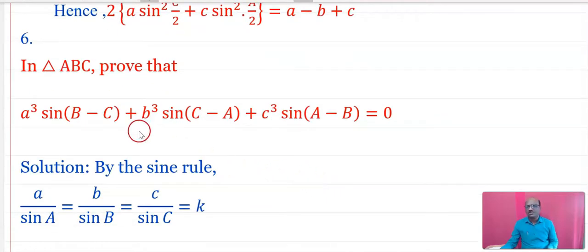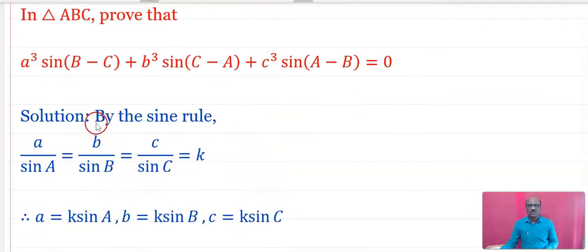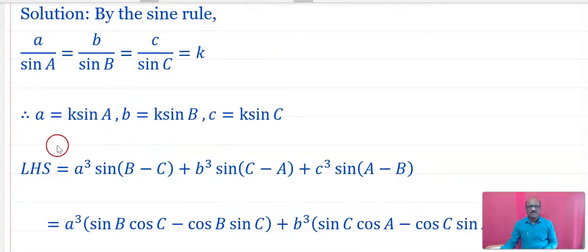Now the next problem: in triangle ABC, a cube sin(B minus C) plus b cube sin(C minus A) plus c cube sin(A minus B) is equal to 0. Now the solution. By the sine rule, a upon sin A is equal to b upon sin B is equal to c upon sin C is equal to k. Therefore a is equal to k sin A, similarly b is equal to k sin B, c is equal to k sin C.